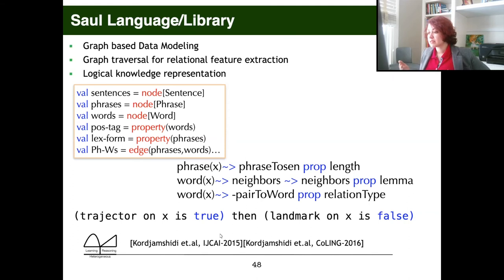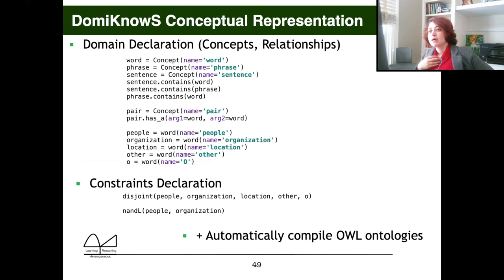And then the modeling is easy because I don't need to hard code the optimization. I just need to write these logical declarative constraints. That was based on classical machine learning and structured output prediction. But now we have a new project, which is DomiKnowS. In that project, we are doing the same kind of ideas, but based on deep learning libraries. So we have the same starting point. That was Scala, but this is Python code now.